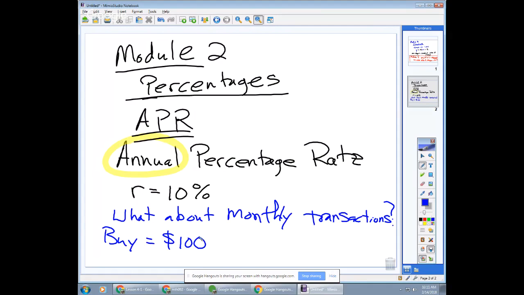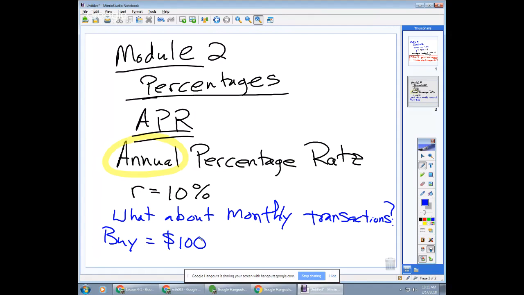What's that, Aaron? At least 10%? No. Here, it's 10% divided by 12. The 10% is what they would charge you if the $100 was in there for a whole year. Only a month has gone by. They can't legally charge you 10% for a month because the whole year hasn't gone by. It's only part of the year.